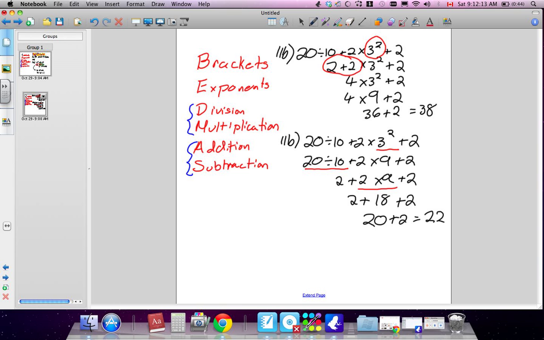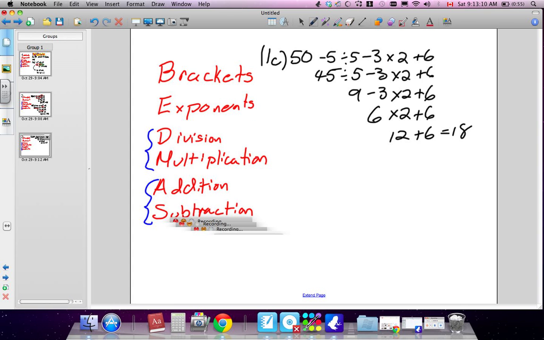Okay, so this is question 11c. Let's go through theirs. Brackets, they got any? No. Exponents, do they have any? No. Alright, division and multiplication, do they have any? Yeah. Where? It has division. 5 divided by 5 and 2 times 2. Okay, so which one would they do first? The division. Have they done that first?